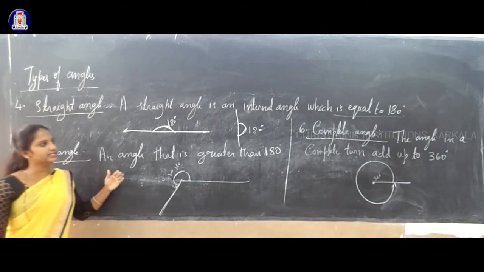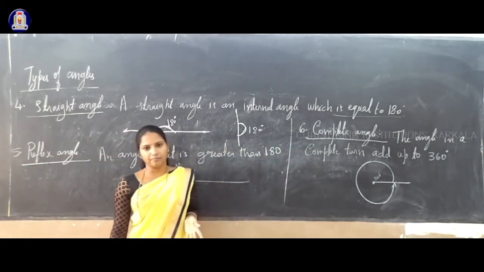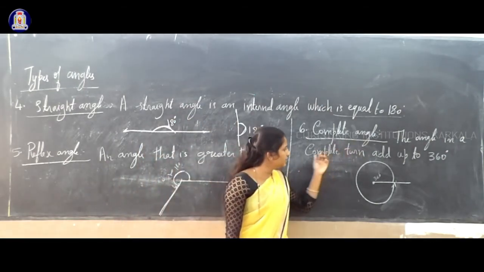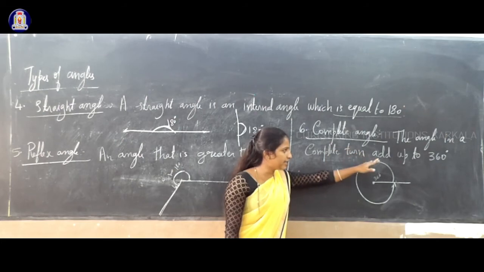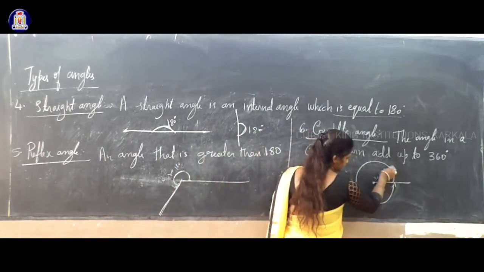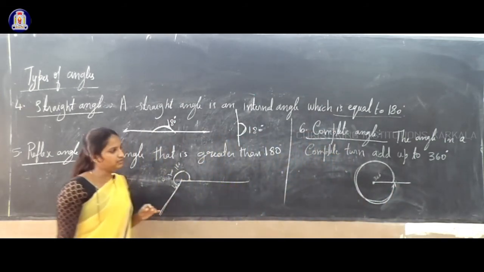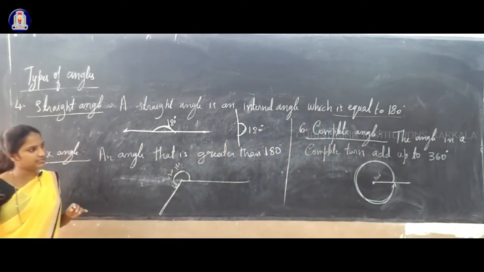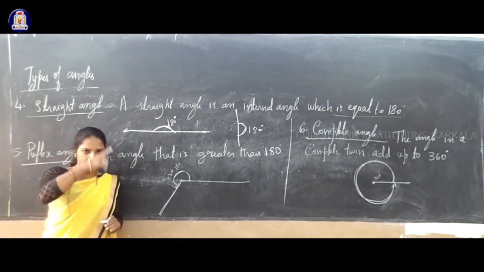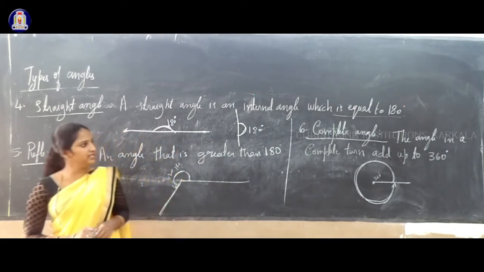Clear? So the next angle, the sixth one, is the complete angle. So what is a complete angle? Complete one circle. Clear? So the angle is a complete turn, adding up to 360 degrees. This is called a complete angle. So it measures exactly 360 degree. The angle is a complete turn adding up to 360 degree. That is called a complete angle.